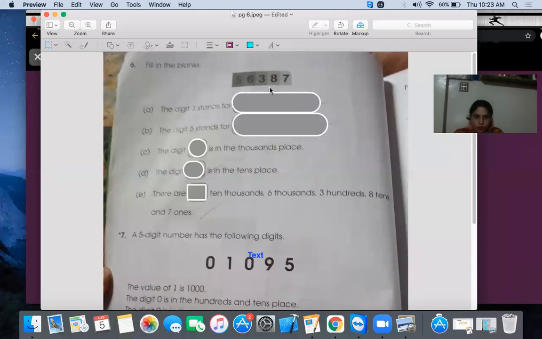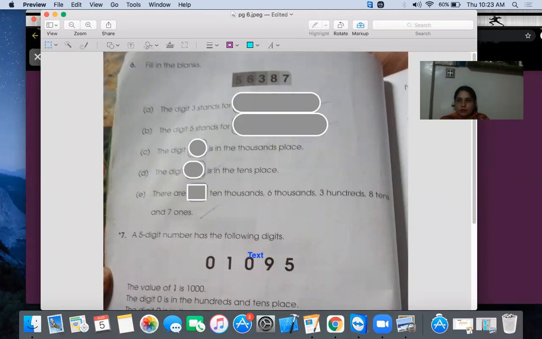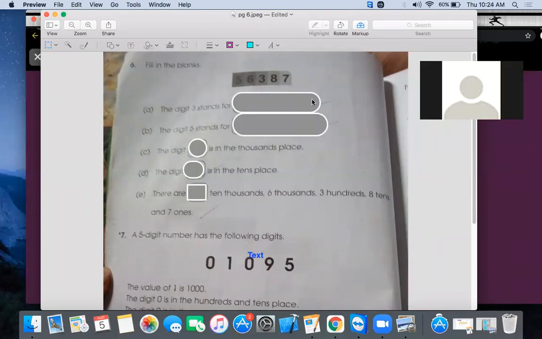The digit 5 stands for, where does 5 stand? What is the place value of 5? Ones, tens, hundred, thousand, 10,000. So we write the place value of 5, like 5,000. Okay. What is the digit in the thousand place? अब thousand place पे कौन सा digit है? Ones, tens, hundred, thousand. So we write over here 6.